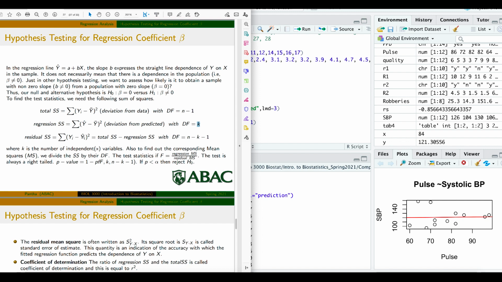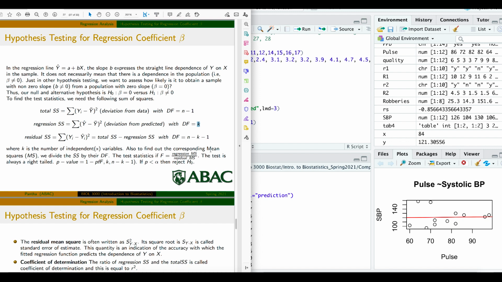This is one way. Another way is total SS minus regression SS. You find out this and then minus, you find out that. Also gives you the same value. Okay, the degrees of freedom will be n minus k minus 1. So if it is a simple linear regression, meaning there is only one x variable, then k will be 1, so n minus 2 will be the degrees of freedom. Okay, first of all you need to find out these, where k is the number of independent variables.